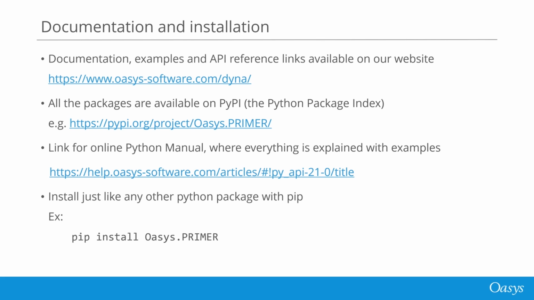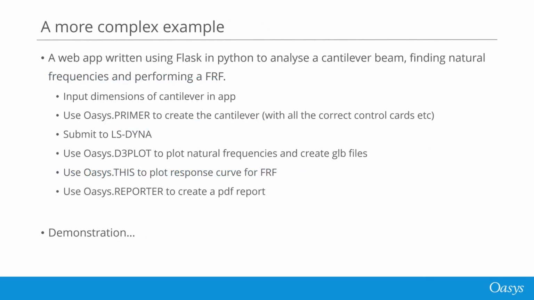We will now look at a more complex example in which a web app has been written using Flask and Python to analyze a cantilever beam. That is, finding the natural frequencies and performing a frequency response function. We'll take the input dimensions of the cantilever in the app. We'll be using the oasys.primer package to create the cantilever in Primer with all the correct control cards.